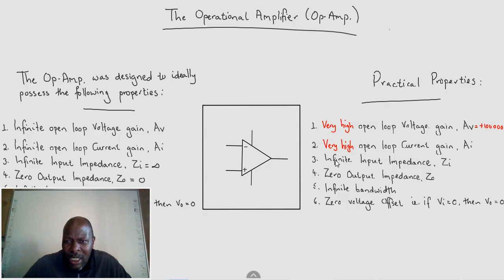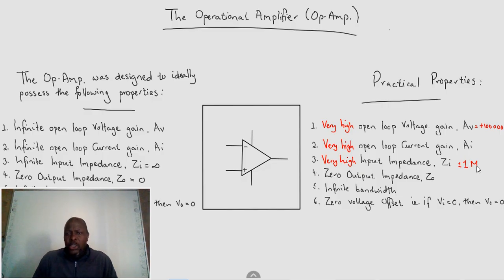We wanted to achieve infinite input impedance, but we did not get that. You will see that all these infinite values are actually replaced in the practical by very high, not infinite, but very high. Input impedance will be in the region of 1 meg. This is typically in the region of plus minus 1 mega ohm.